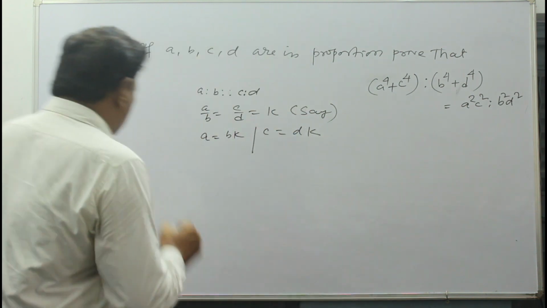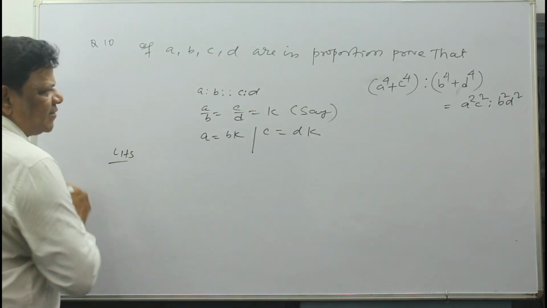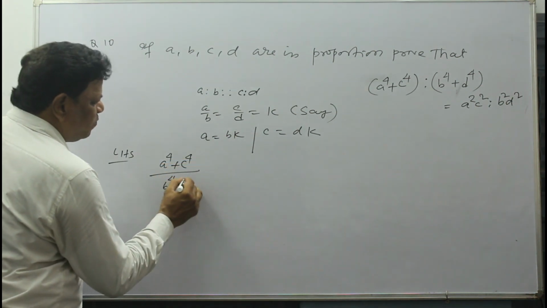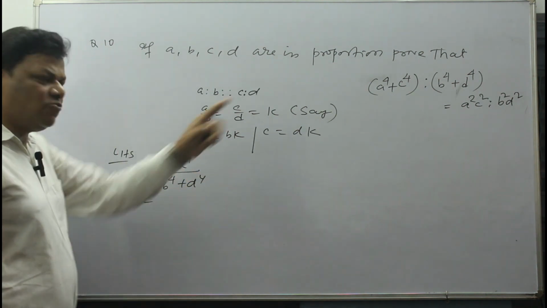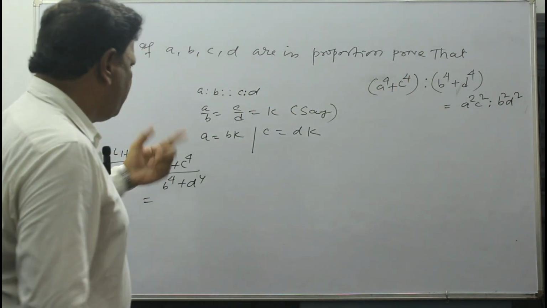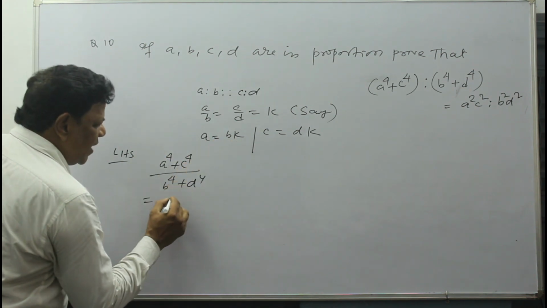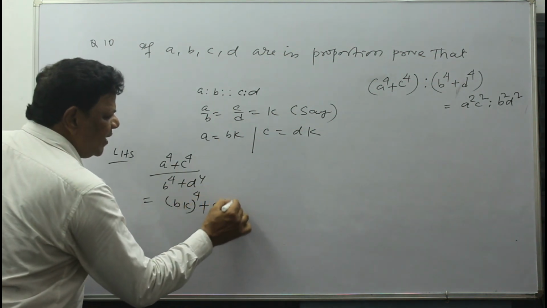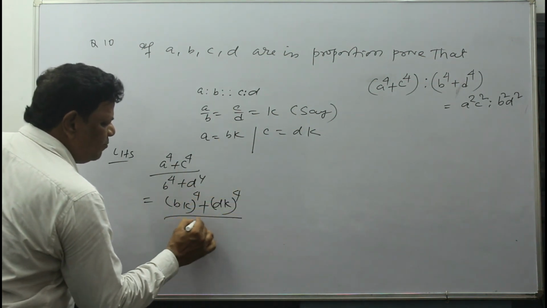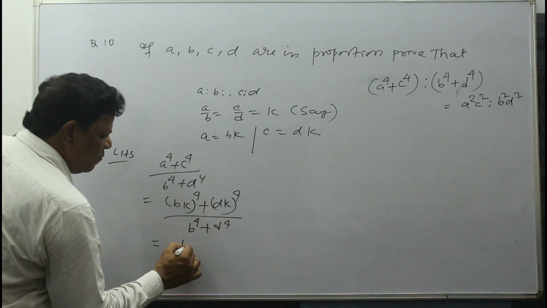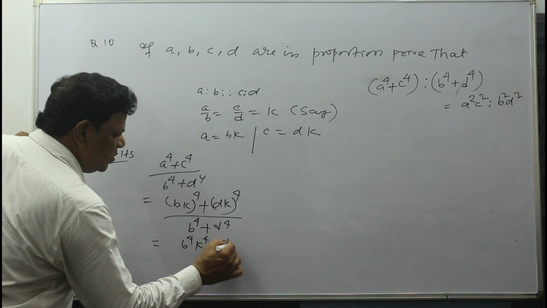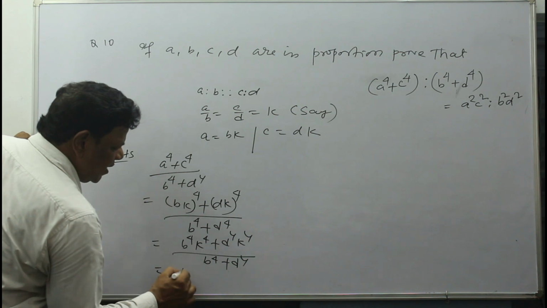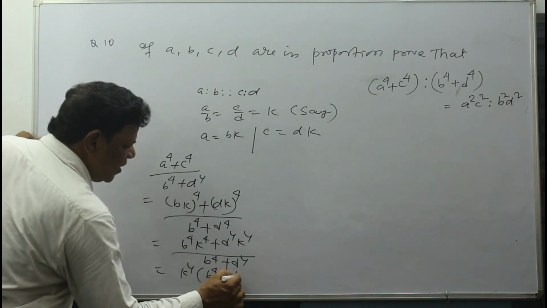First write LHS, the left hand side I will do first. What is given as left hand side? (a⁴ + c⁴) by (b⁴ + d⁴). Children, 'is to' means 'by'. Now a⁴ I have to place. A means what? bk, so (bk)⁴ I have to write down, plus c means what? dk, so (dk)⁴ write down. Here given b⁴, here given d⁴. Now b⁴k⁴, d⁴k⁴, over b⁴, d⁴. Now k⁴ is common, b⁴ plus d⁴.